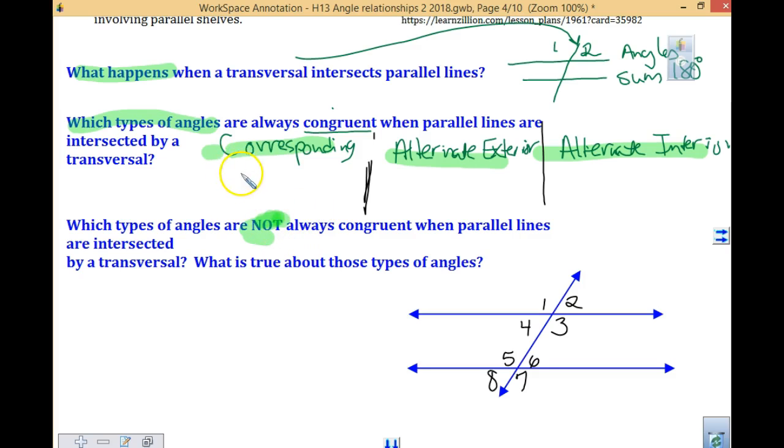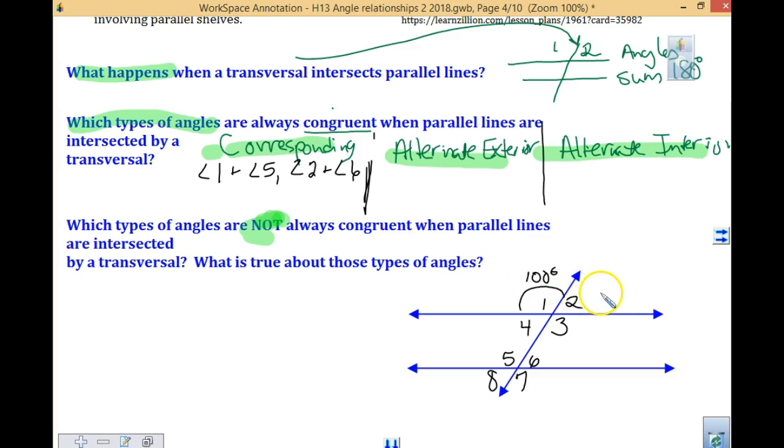When we look at corresponding, angle 1 and angle 5 correspond. They are in the same spot with our parallel lines. They will be equal in measure. Another pair would be angle 2, and down below in the same spot would be angle 6. So angle 1, if I would tell you that that happens to be 100 degrees, angle 5 corresponds and will also be 100.